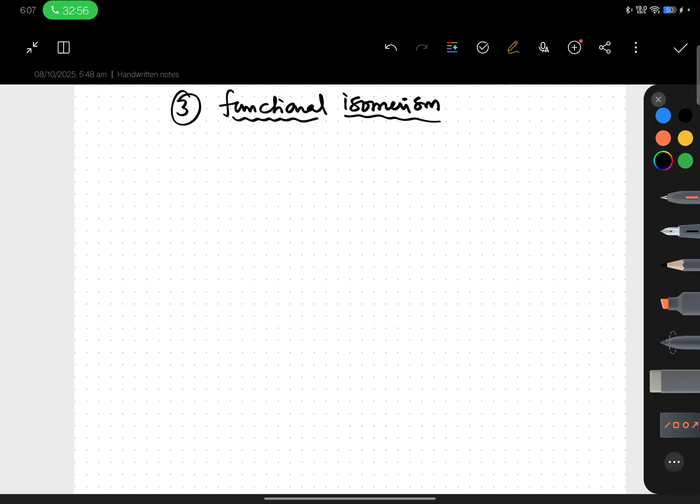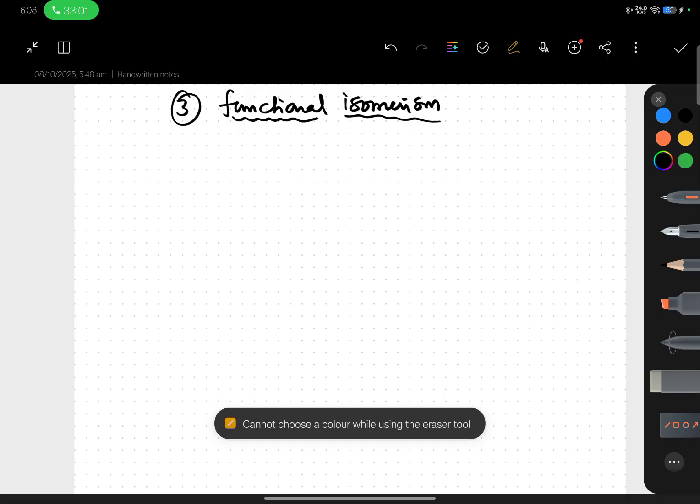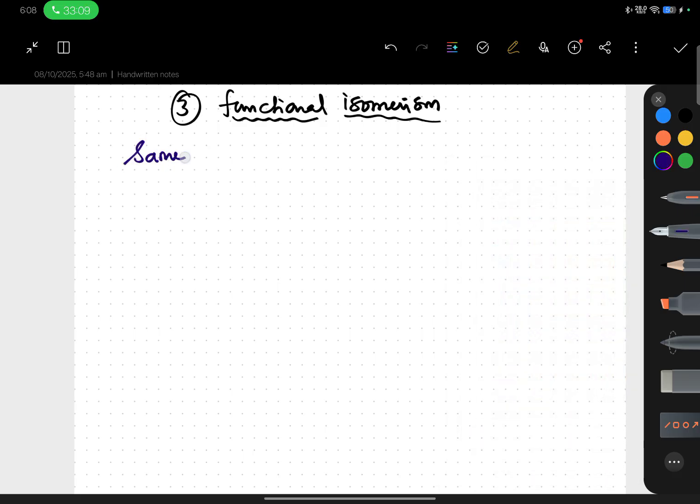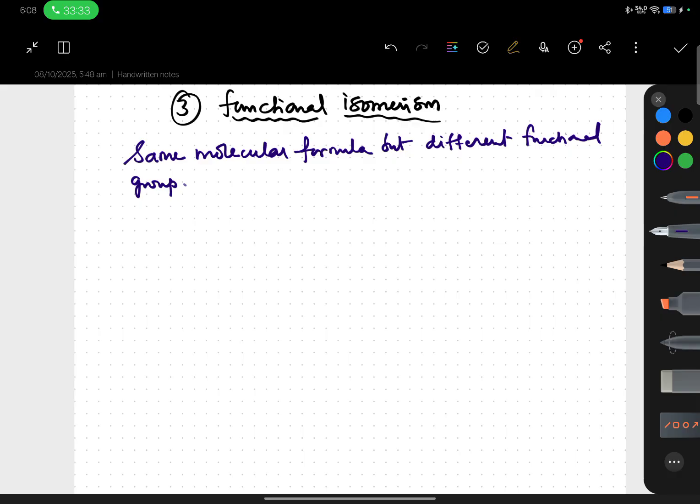So there are many functional isomers, but in your textbook they have given only 2. So first we'll write the definition and then we'll move forward. The definition for functional isomerism, write down: same molecular formula but different functional group.